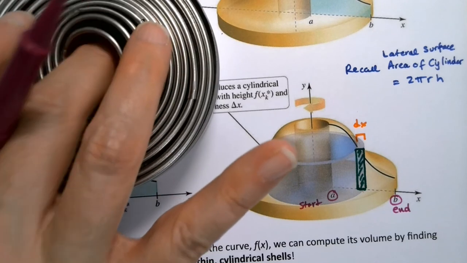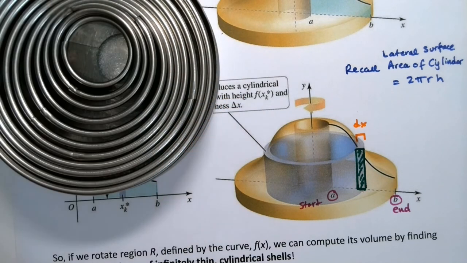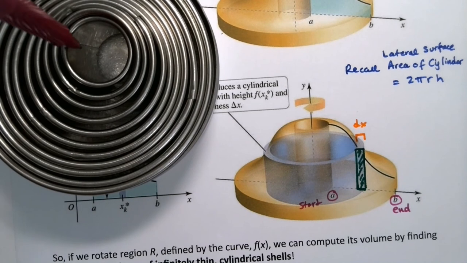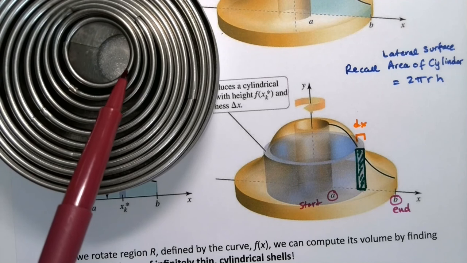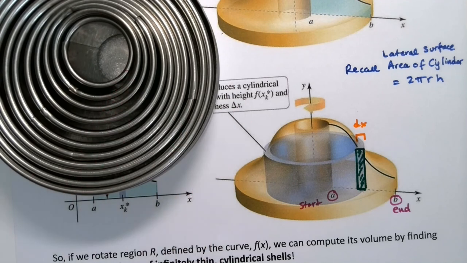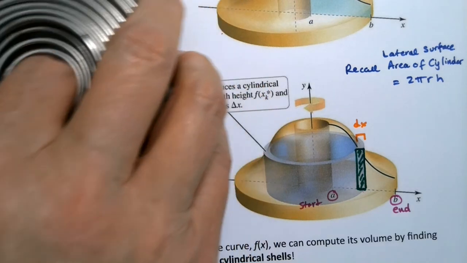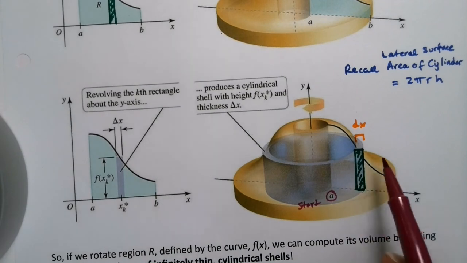You're working your way from the innermost ring to the outermost ring. All right, so you have your axis of rotation going down the middle. And I go from the innermost ring at a to the outermost ring at b. x equals b, I should say.